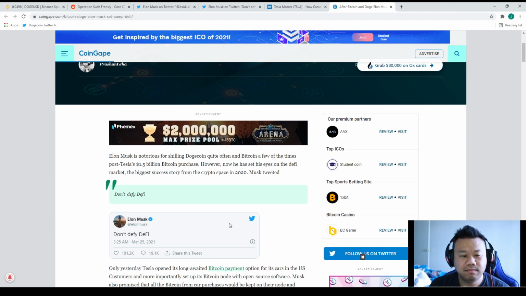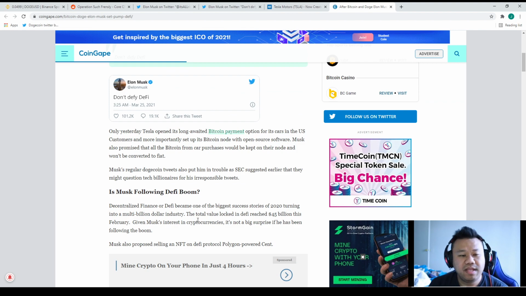Post Tesla's 1.5 billion Bitcoin purchase, however, now he has set his eyes on a DeFi market, the biggest success story from the crypto space in 2020. Musk tweeted, "Don't defy DeFi." Only yesterday, Tesla opened its long-awaited Bitcoin payment options for its cards and U.S. customers, and more importantly, set up its Bitcoin node with open source software.